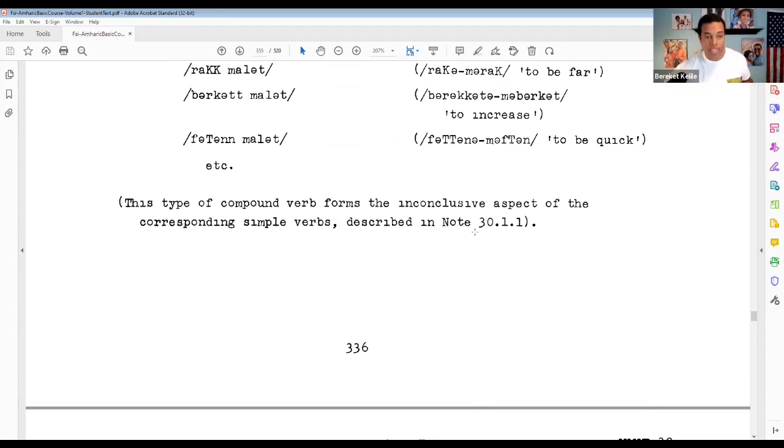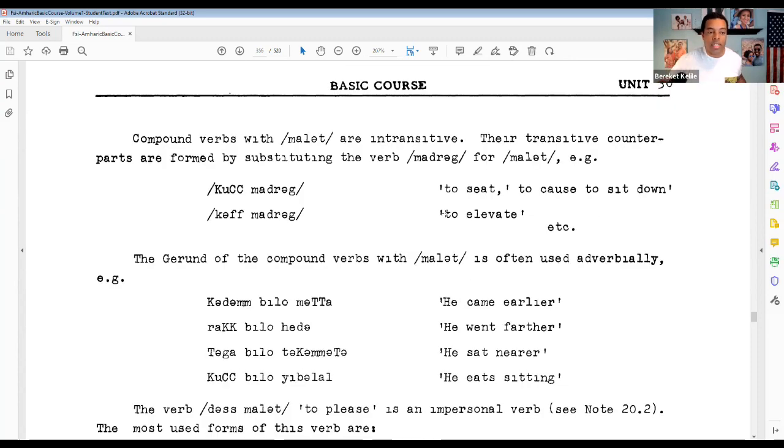But before we get to that, let's look at this next note, where compound verbs with malet are intransitive, whereas the transitive forms are going to take madrak. This is an important distinction. If it's intransitive, it takes malet, and the transitive form takes madrak. So kuch, uch, madrak, to seat or to cause to sit down. That's the transitive form. Kaf madrak, to elevate, to lift up.